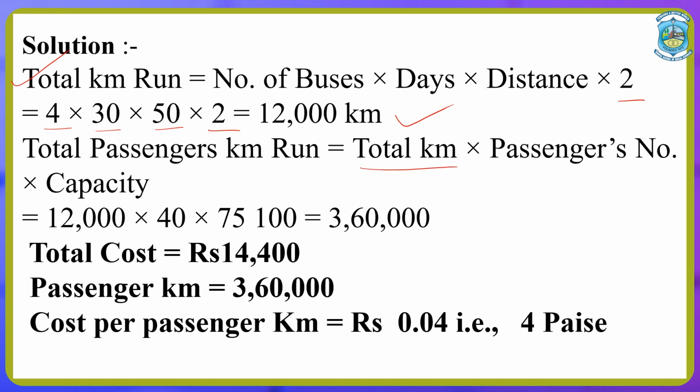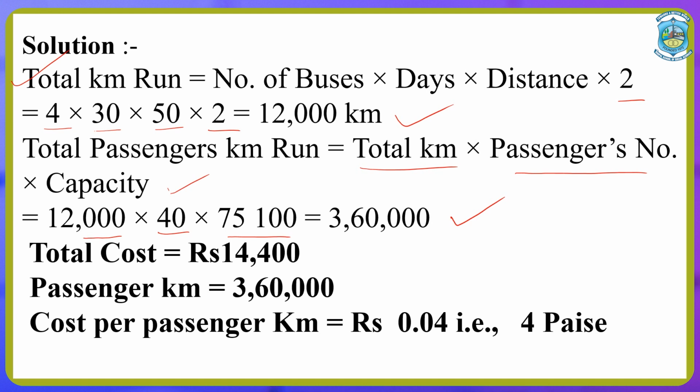Now, we have to calculate total passenger kilometer running. So, the total kilometer which we have calculated, that is 12,000 kilometers, multiplied by the passenger capacity. 40 was the capacity of the bus and 75% of the capacity was utilized. 12,000 multiplied by 40 into 75%, the total passenger kilometers will be 3,60,000.